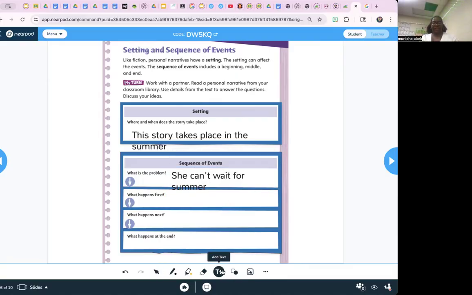What happened first? And I'm trying to make this shorthand. I know we want to have complete sentences, but I also want you guys to be able to see. She went to Arizona to visit her aunt. I'm going to just put visit aunt, but you should put she went to Arizona to visit her aunt if you have your paper.